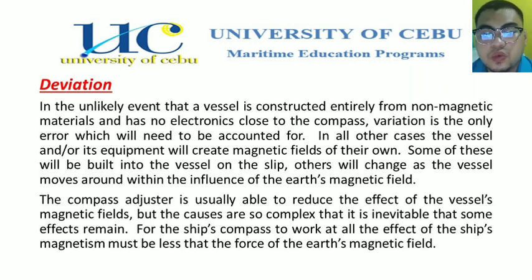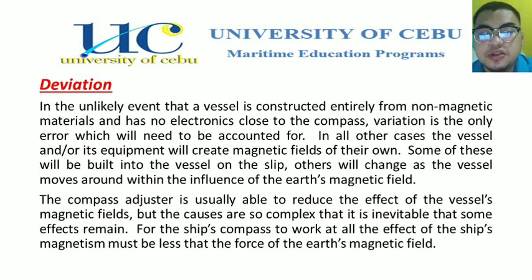Some of these fields will be built into the vessel on the slip. Others will change as the vessel moves around within the influence of the Earth's magnetic field. The compass adjuster is usually able to reduce the effect of the vessel's magnetic fields, but the causes are so complex that it is inevitable that some effects remain. For the ship's compass to work at all, the effect of the ship's magnetism must be less than the force of the Earth's magnetic field.